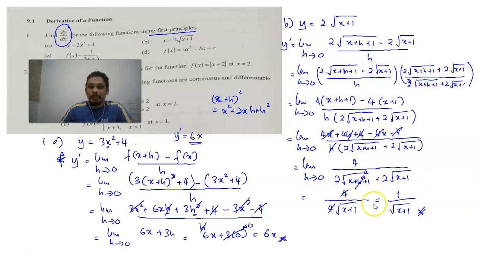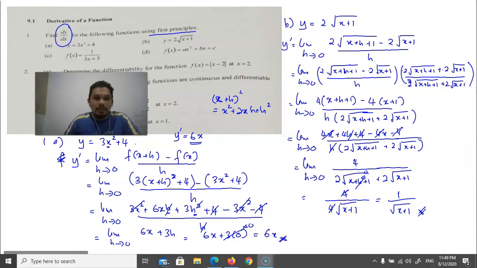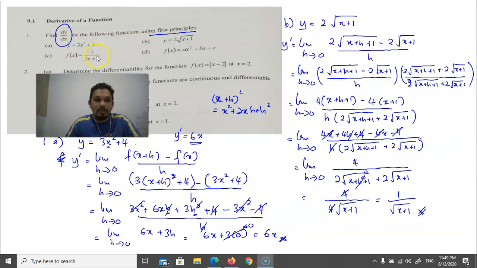Okay, so I showed you the solution for question A and B. Please continue with the question of C and D and question number 2.